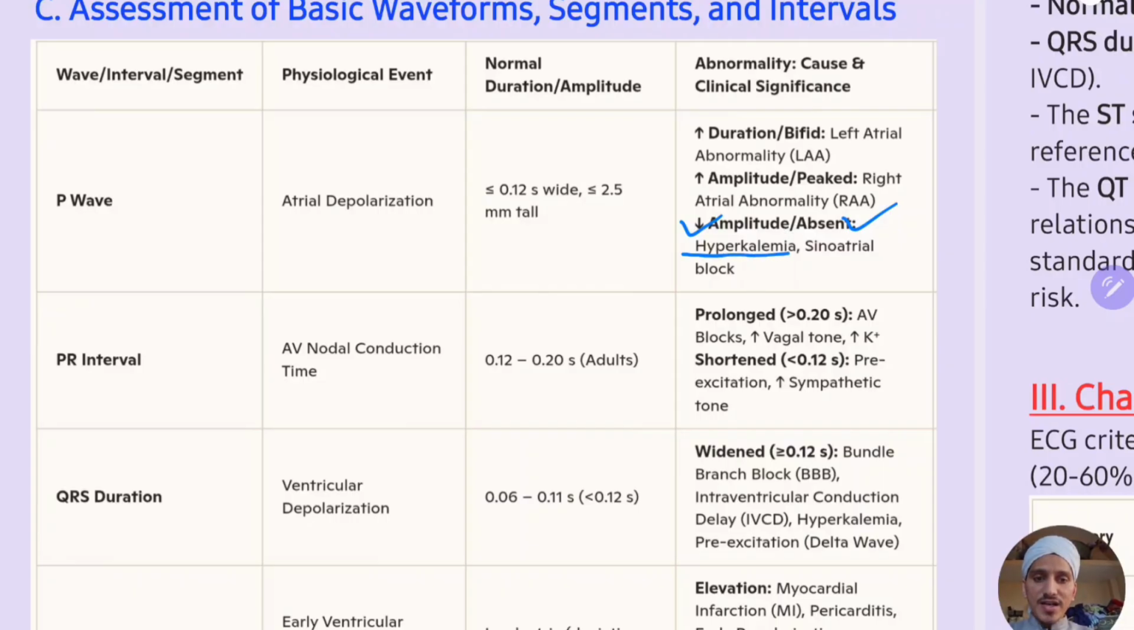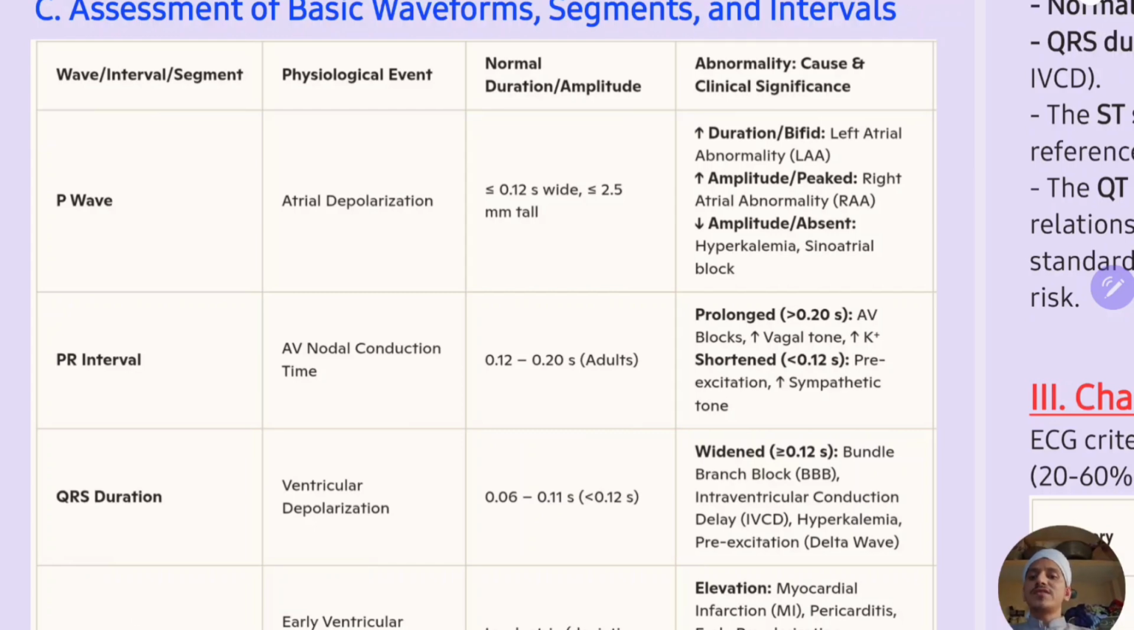Now, decreased amplitude or absent P wave, where will you see that? In moderate to severe hyperkalemia, there will be decreased amplitude of P waves because of increased repolarization. There will be decreased amplitude of P wave in hyperkalemia and in sinoatrial block. Either there will be decreased amplitude if they are present, or they will be absent. In sinoatrial block, they will be absent depending upon the degree of the block. That's all about the P waves: P pulmonale, P mitral, and absent or decreased amplitude.